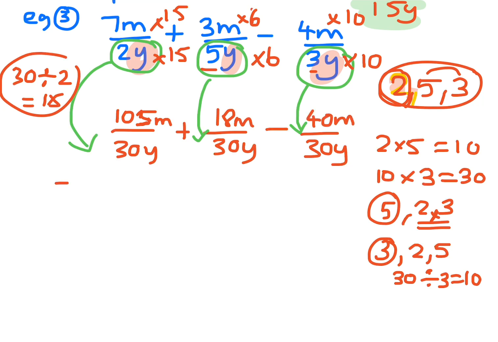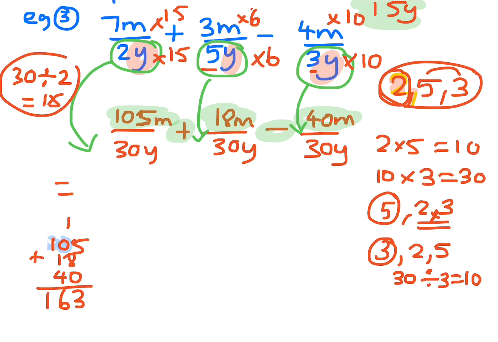Okay, so the next step after this was to get the numerators and you add or subtract them depending on what sign there is. So 105 plus 18 plus 40. You could use your calculator to do this. 8 and 5 is 13. 4 and 1 is 5 plus 1 is 6. And then 1. So you get 163 and you've got to keep your m.